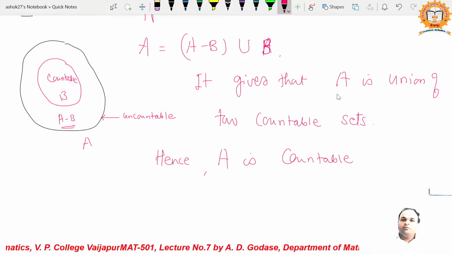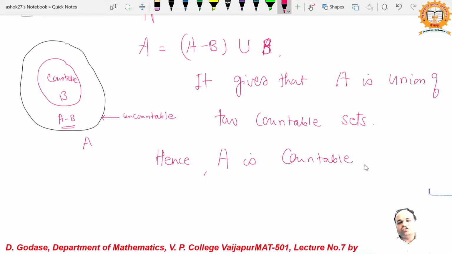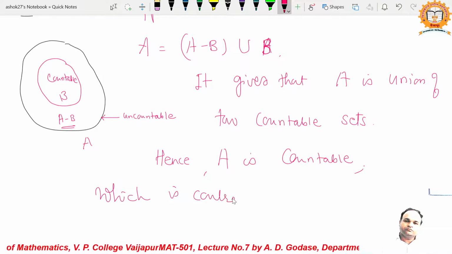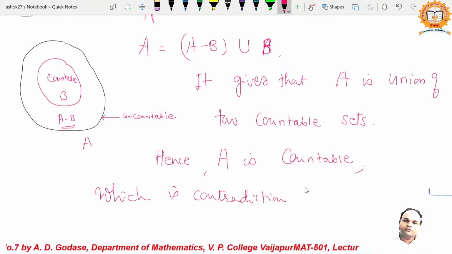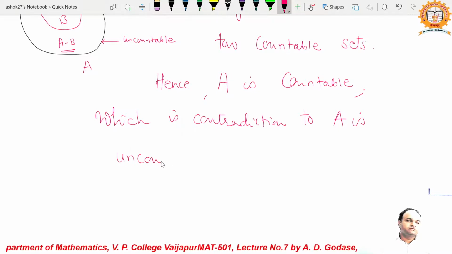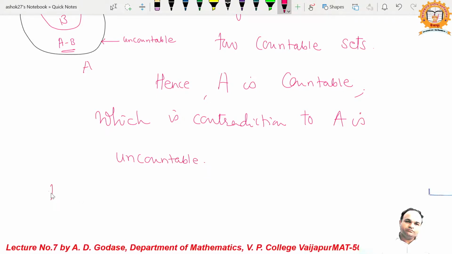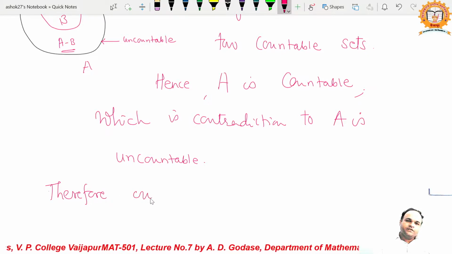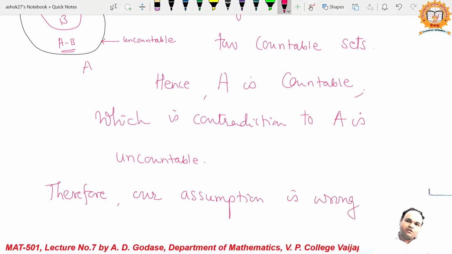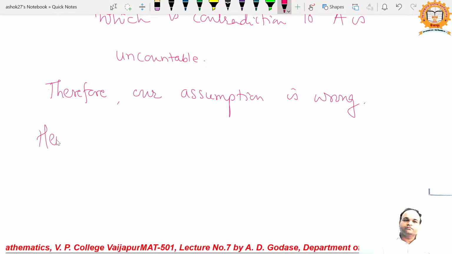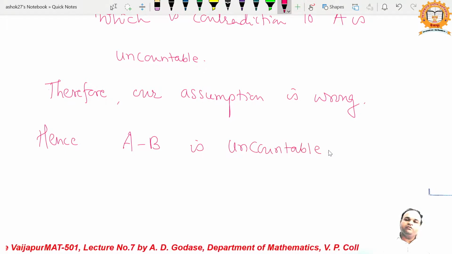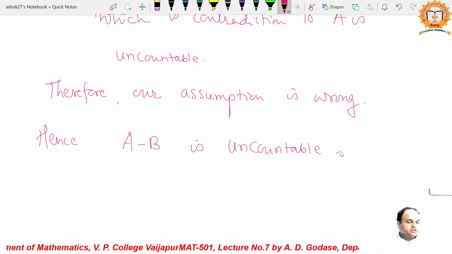So because of that wrong assumption, we get capital A is countable, but A is not countable. It is an uncountable set, which is a contradiction. Already capital A is an uncountable set. Hence our assumption is wrong. If the assumption is wrong, then what is correct? Hence A minus B is uncountable. If it were countable, we would get a contradiction. Therefore, this is the solution of this problem.